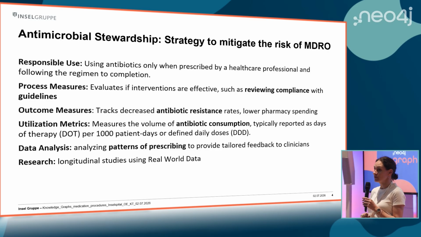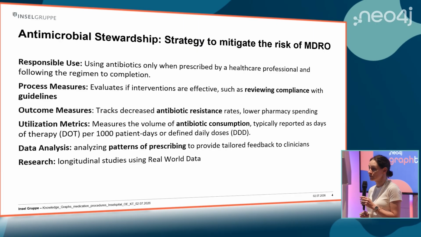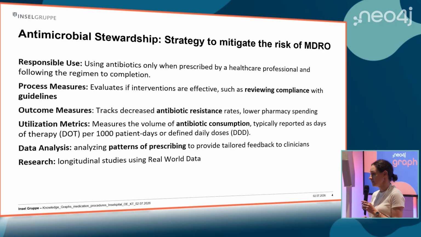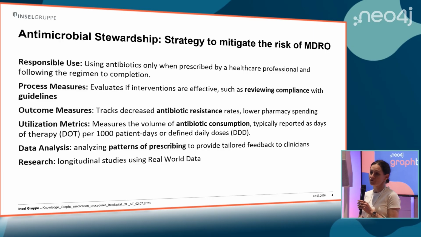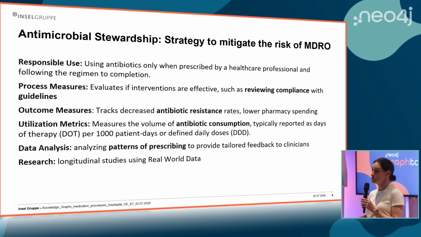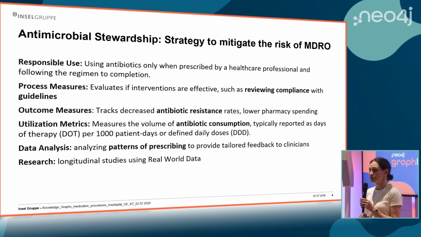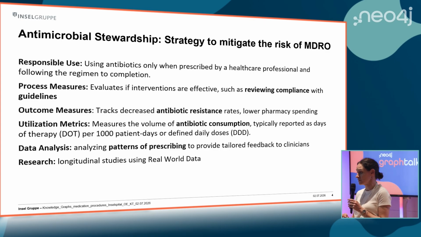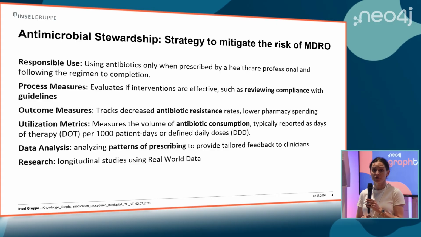We review compliance: do physicians actually prescribe medication as they should? Outcome measurements: how effective were the medications, and do we really have impact on resistance? Also utilization metrics, how much medication was administered. And of course, we also need patterns of prescribing: do we have different policies in different clinics, and where to put attention to enhance training and usage of antibiotics? And of course research is also an important part: how do these medications work on real evidence?